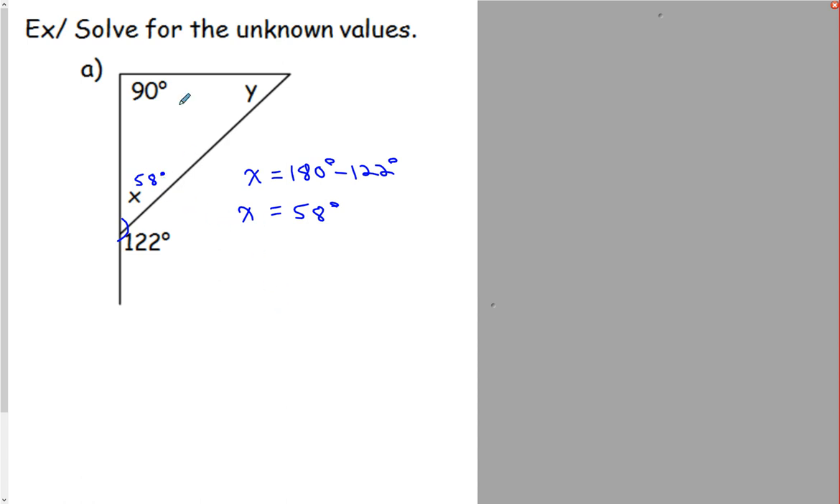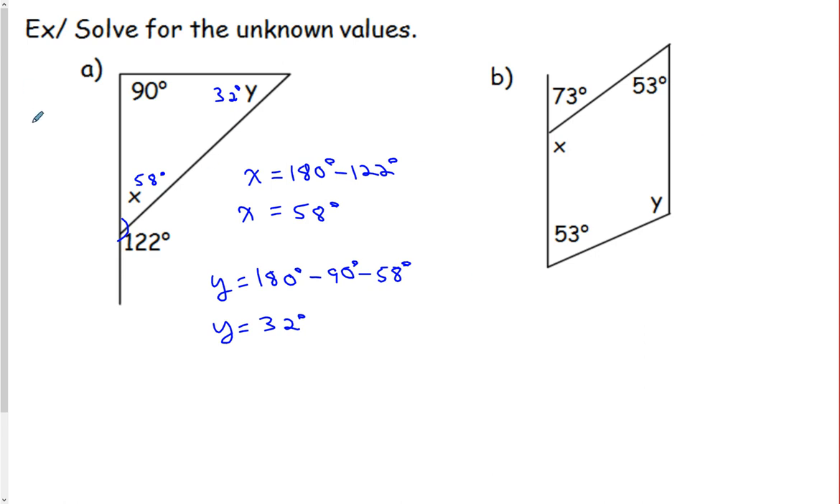Now to figure out y, I know the whole triangle has 180 degrees, so y is going to be the whole 180 degrees minus the 90 and minus the 58. So whole 180 degrees minus the other two angles. Whatever's left over will be what y is. That's 32 degrees. That's our first one. What's our second one?